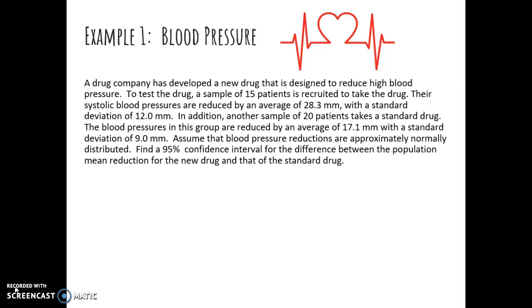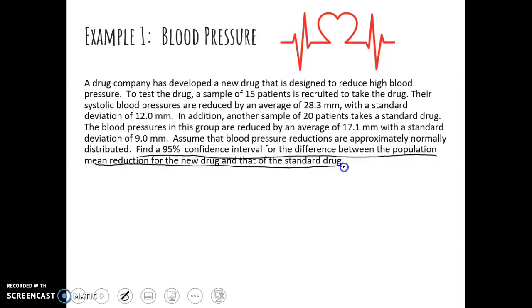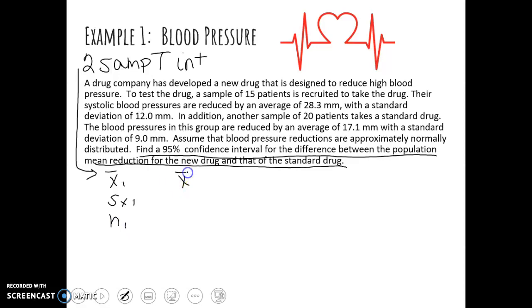Find the 95% confidence interval for the difference between the population mean reduction for the new drug and that of the standard drug. So we're finding a confidence interval, and we have two samples from two different populations that we're dealing with, and they're talking about means and standard deviations. So we're going to do a two-sample t interval. When we do a two-sample t interval, it's going to ask us for x bar 1, sx1, and n1. And it's going to ask us for x bar 2, sx2, and n2. And then it'll ask us for our confidence level.